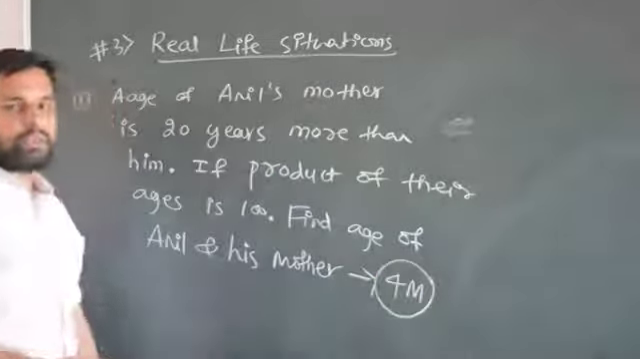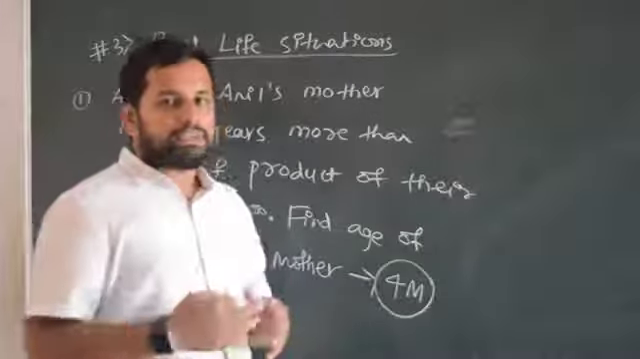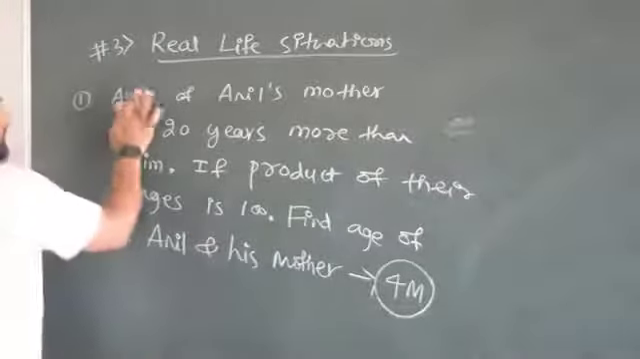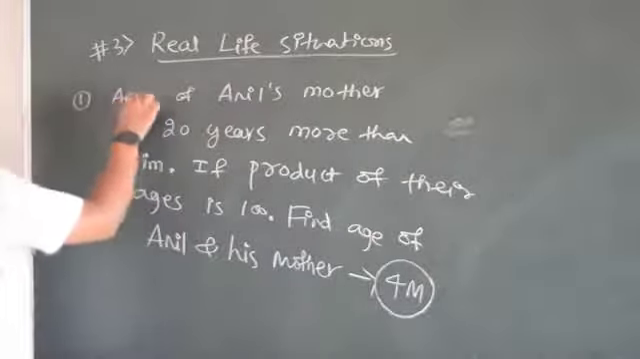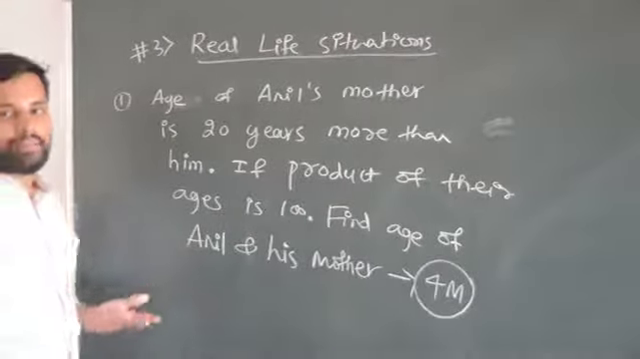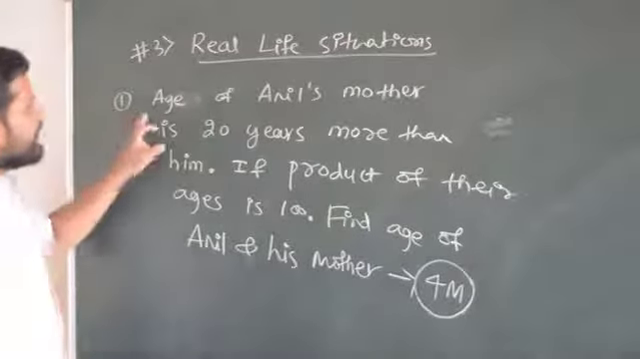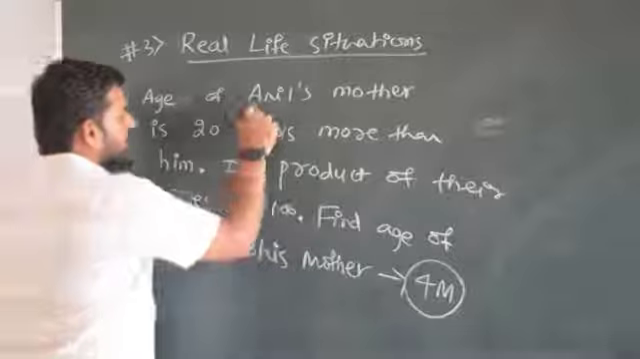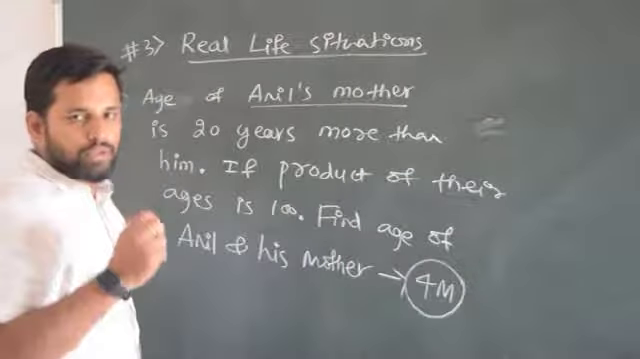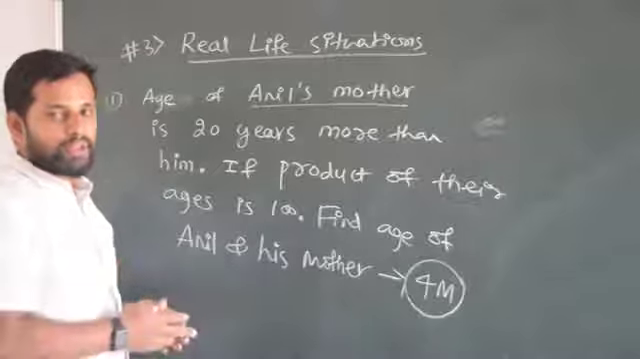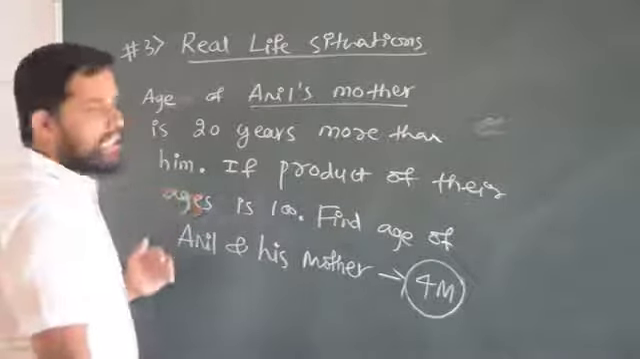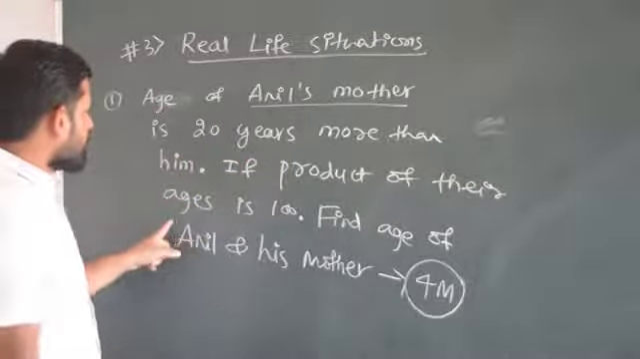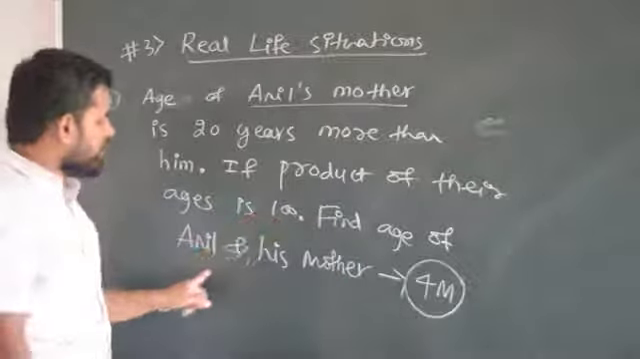This is a simple situation I am giving, but as we proceed in the class, the situations will become more complicated. Let us try to understand this. Let us crack this. Age, okay, I'm sorry, I wrote AGE and that has become Aage, that Hindi word, you must be knowing that. So, the age of Anil's mother is 20 years more than him. That means whatever the age of Anil is, for example, if Anil is 5 years old, his mother should be 25 years. Are you understanding what I am saying? 20 years elder to him, that's what they are saying. If the product of their ages is 100, find the age of Anil and his mother.